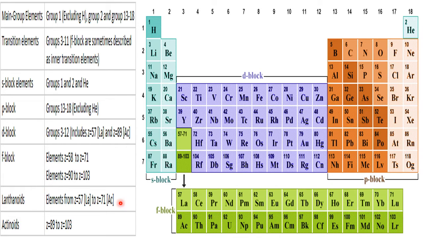Lanthanoids are from here, from 57. The place of lanthanum is here only, and after lanthanum, because they resemble lanthanum, they are called lanthanoids. In the same way, this block is called actinoids. Their actual place is here, but we can't place all the 14 elements in this small block, so for the time being the arrangement is made below. This we have already discussed in the periodic table chapter. It's just a small recap.